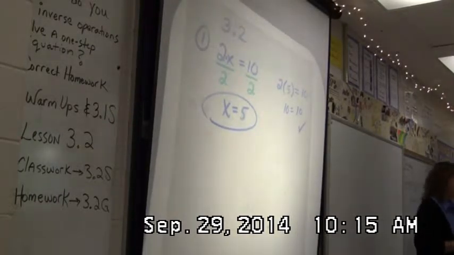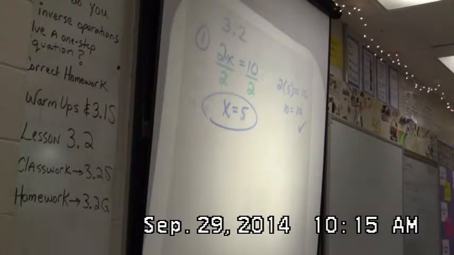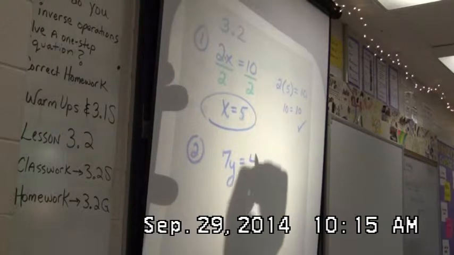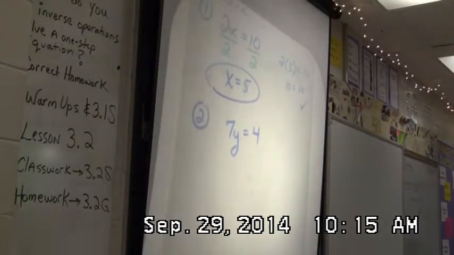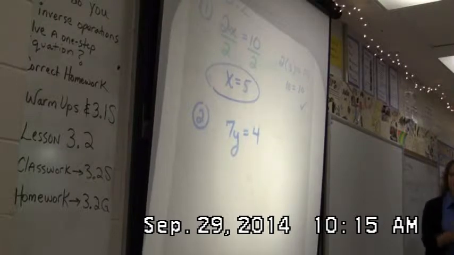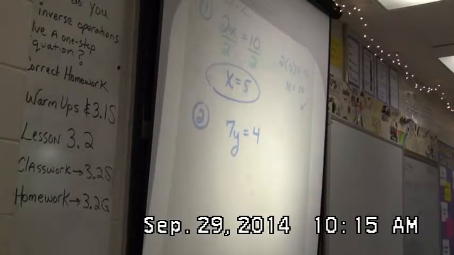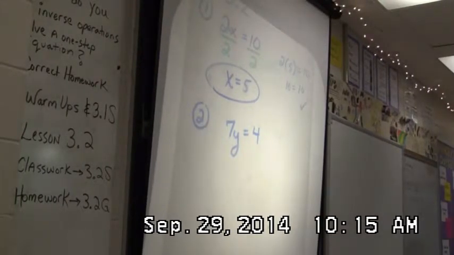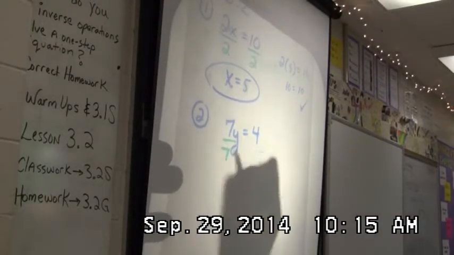Looking good. Okay. Number 2 on your notes. You can fill in 7y equals 4. Now we're trying to solve for y. So we want to get the y by itself. What do I want to get rid of? Maddie, what do you want to get rid of? The 7. Good. I want to get rid of the 7, and this is multiplication. 7 times y. So the inverse operation is division. We're going to divide by 7.